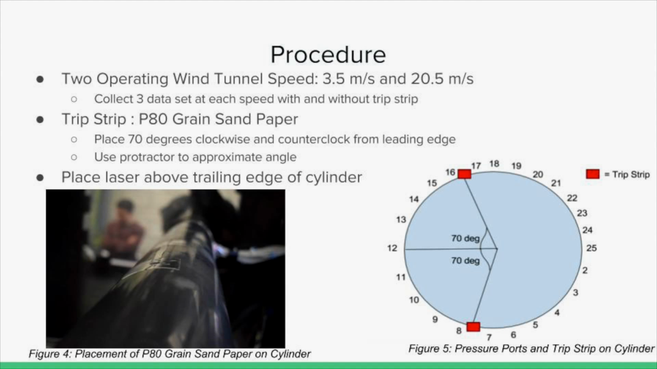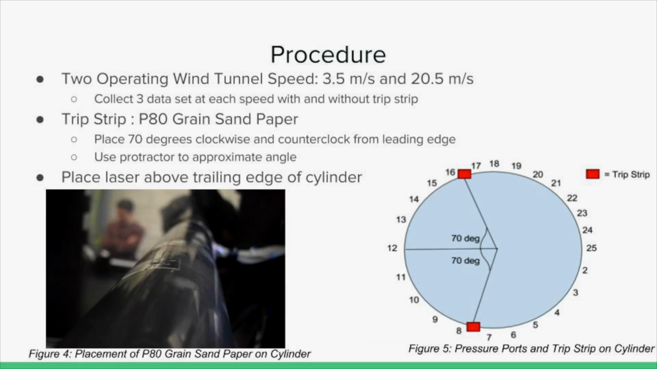To achieve the goal of this experiment, the team operated the wind tunnel at two velocities, 3.5 meters per second and 20.5 meters per second. Velocity was determined to allow flow separation to occur at different locations on the surface of the cylinder. To increase accuracy, 3 sets of data were collected for the cylinder with and without the trip strip at different velocities. The trip strip was placed symmetrically on the upper and lower hemispheres 70 degrees apart from the leading edge. This was because the airflow separated at about 70 to 80 degrees as shown in Figures 4 and 5.